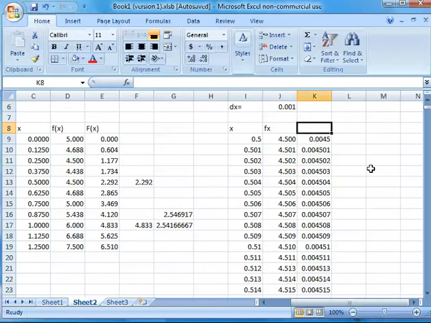This column is then f of x times dx. Right, this should have been f of x.